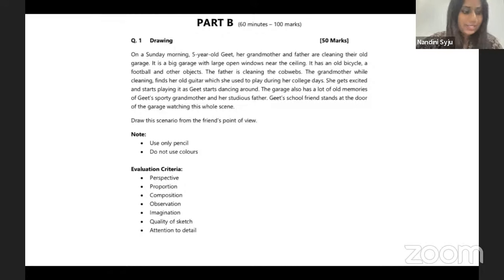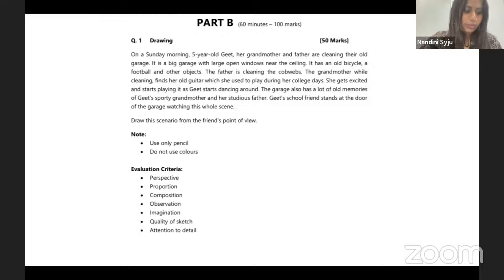All right. So the father is cleaning the cobwebs. The grandmother, while cleaning, finds her old guitar which she used to play during her college days. She gets excited and starts playing it as Heath starts dancing around. So over here, we are understanding the postures, or like what the people are doing, right? So the grandmother is playing a guitar, the little girl is dancing, the father is cleaning the cobwebs.